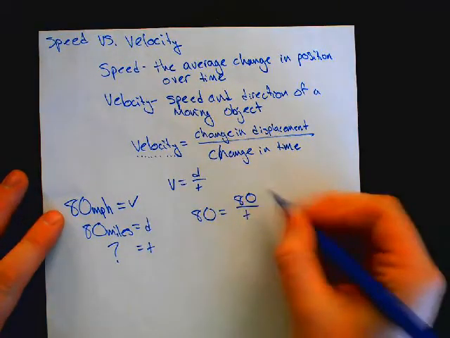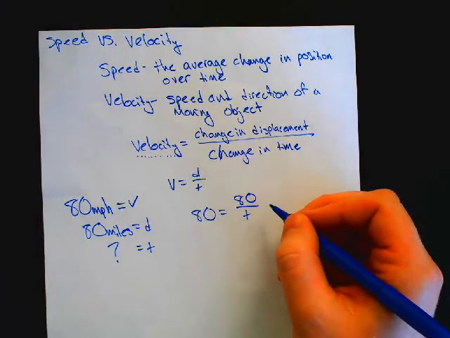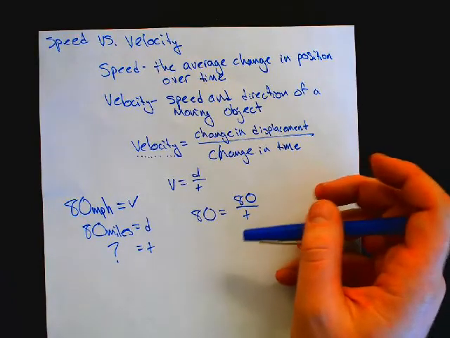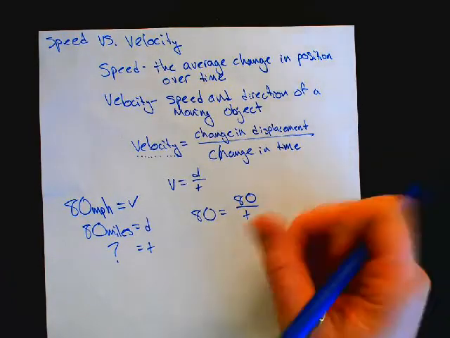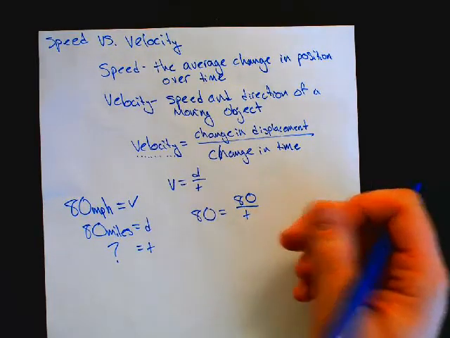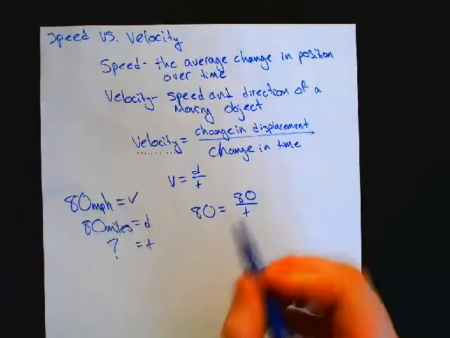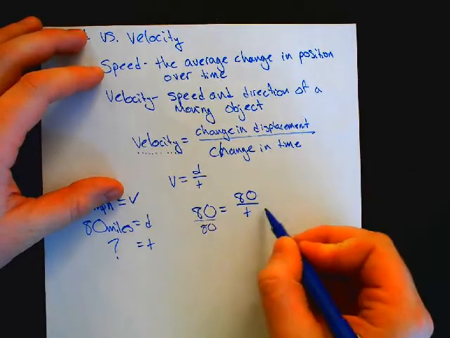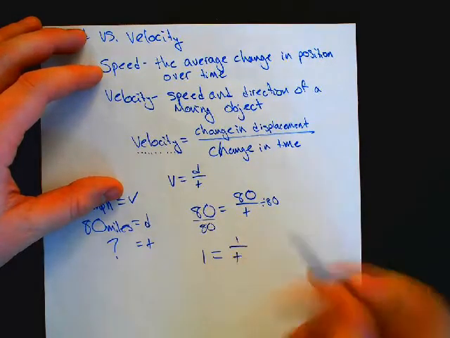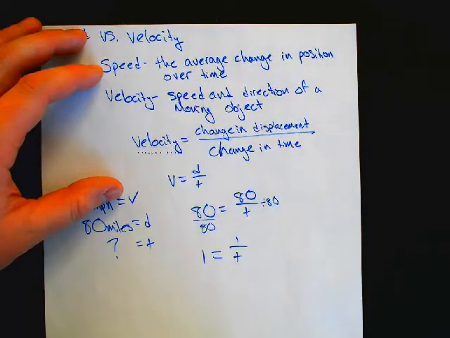Get t alone, so how am I going to do that? Okay, I like one of two options. I like divide by 80. I also like multiply by t. So if I divided by 80, I'd have divide by 80, divide by 80. I'd have 1 equals 1 over t, right? What now?